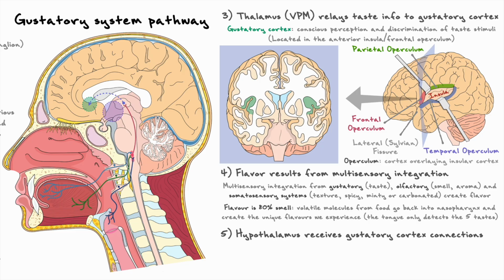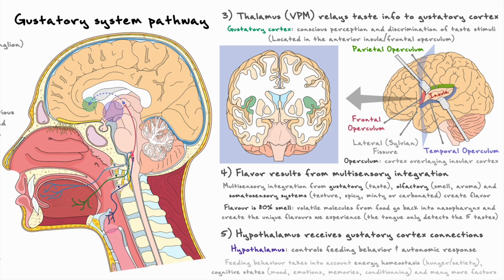Finally, I want to mention that the gustatory cortex makes an important connection with the hypothalamus, which, among its many functions, is responsible for feeding behavior and food-related autonomic behavior. The subject of feeding behavior is really complex because it pulls information from energy homeostasis, or in other words, your energy levels, so whether you're hungry or not, but it also pulls information from your cognitive states, so for example, your mood, emotions, your memories, your conditioning, and it puts it all together along with some other signals to control how you behave around food.